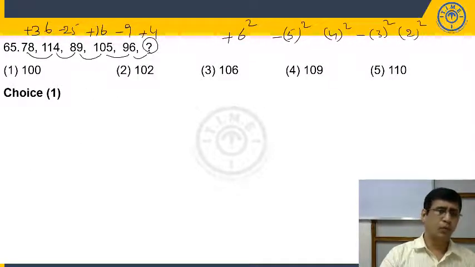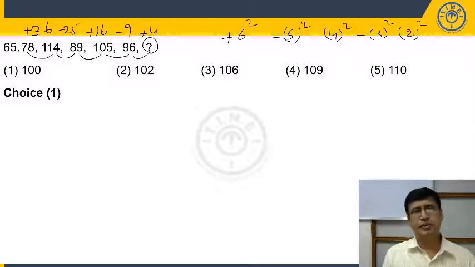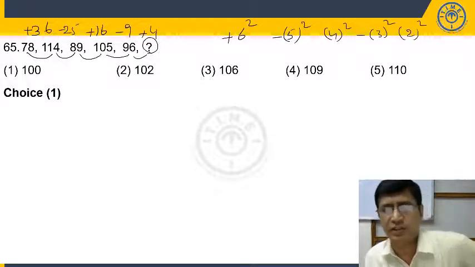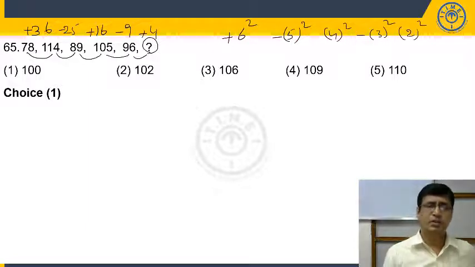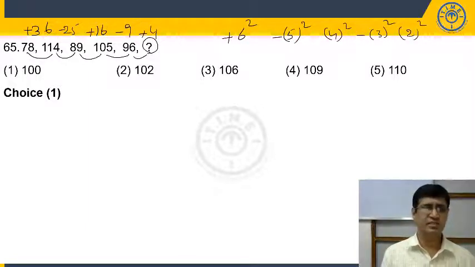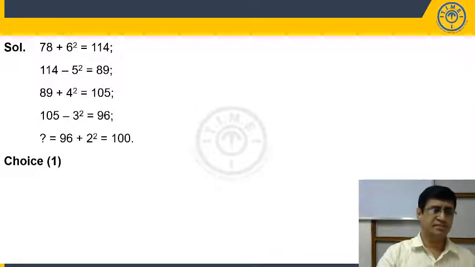Option number 1. So 36 is a perfect square, 25 is a perfect square. So 6 square, 5 square, 4 square, 3 square, 2 square, 1 square. So what is the 2 square? It is a 4. Just add 4 to the 96. It will give the next number, that is 100. Next is the solution. 78 plus 6 square, 114. 114 minus 5 square. And next plus 4 square minus 3 square plus 2 square.